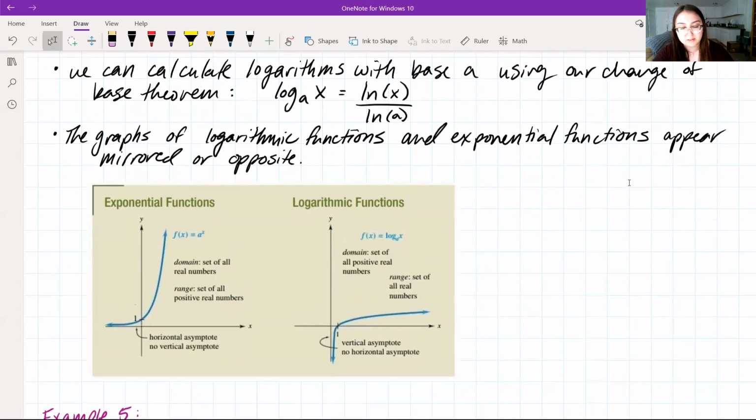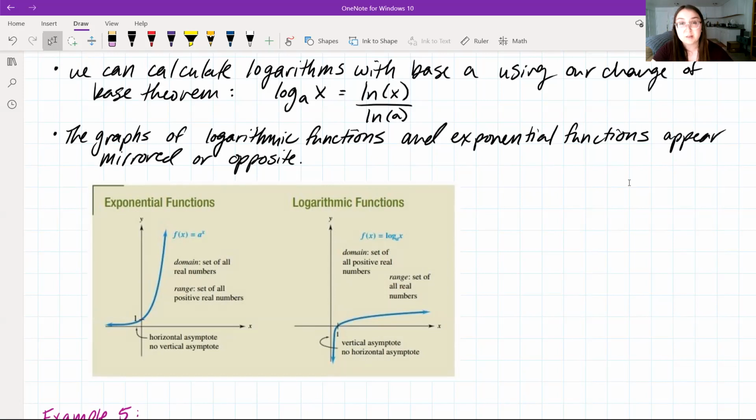Then we have that the graphs of logarithmic functions and exponential functions appear mirrored or opposite. By looking at our definition here, first we see exponential functions, with a graph that looks like an exponential growth function, f of x is equal to a^x. The domain is the set of all real numbers, and the range is the set of all positive real numbers. Remember, domain means x and range means y. Then we have our horizontal asymptote, and there's no vertical asymptote.